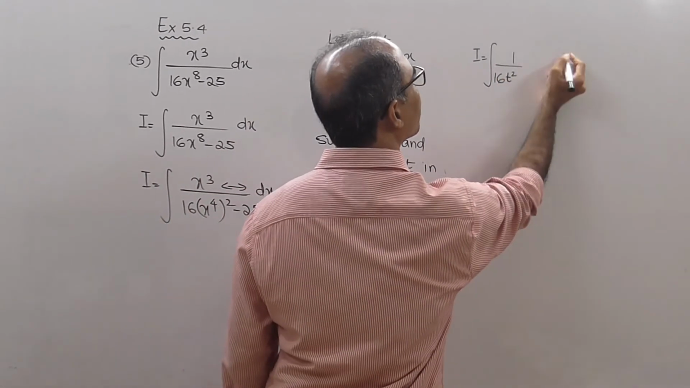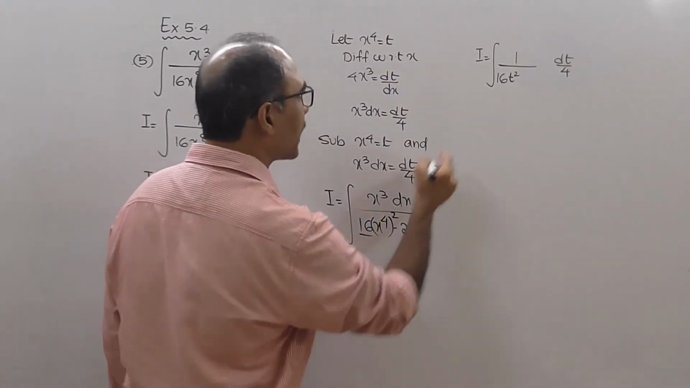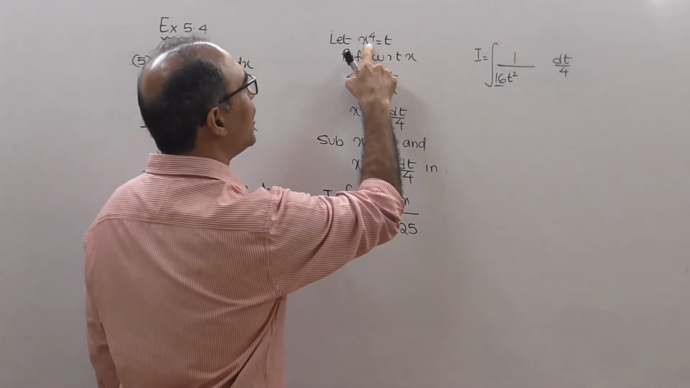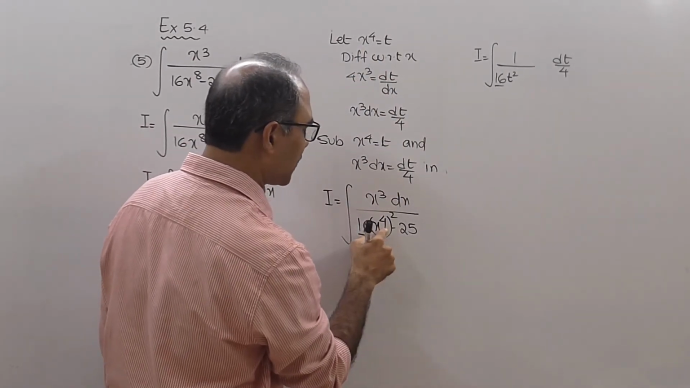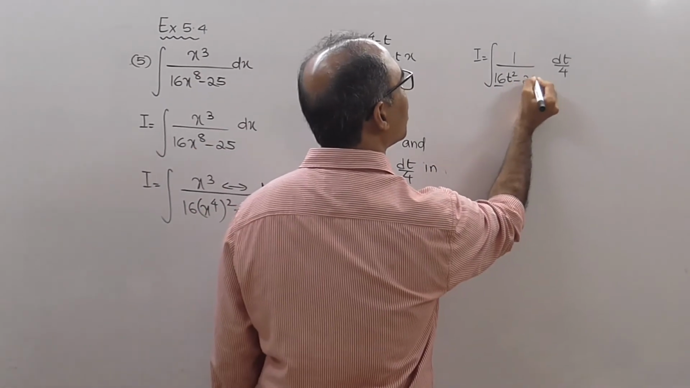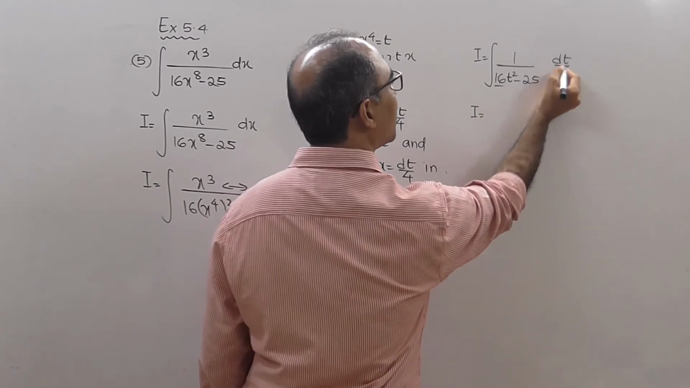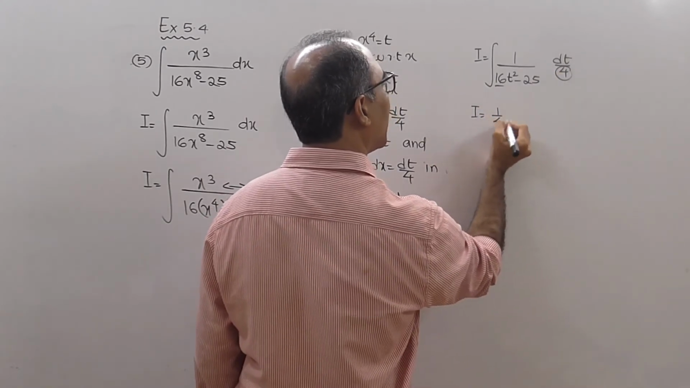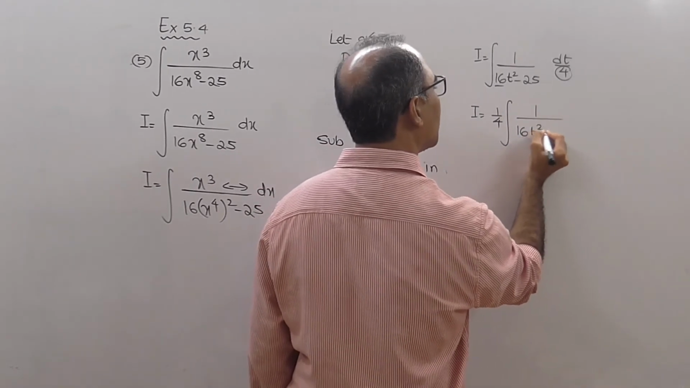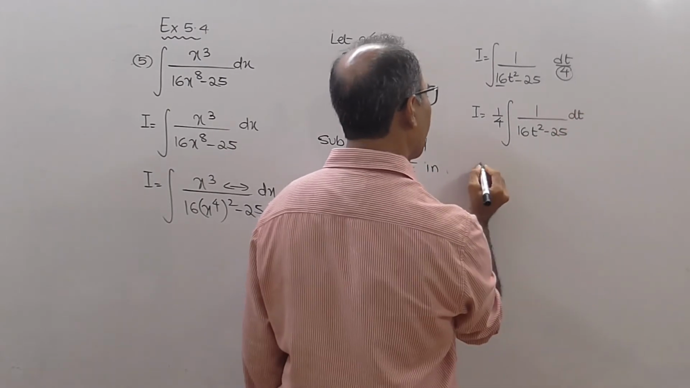So 16, I write it as it is. X raised to 4, I think it is t. So this becomes x raised to 4. If it becomes t, I think I'll get t square minus 25. So first thing I'll do is shift this 4 out. I get 1 upon 4 integration 1 upon 16 times t square minus 25 dt.